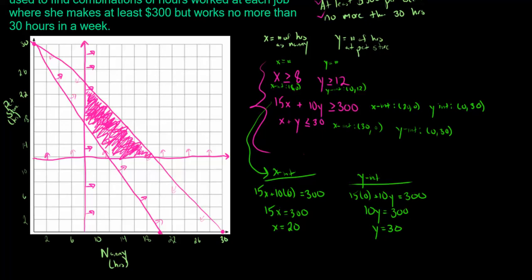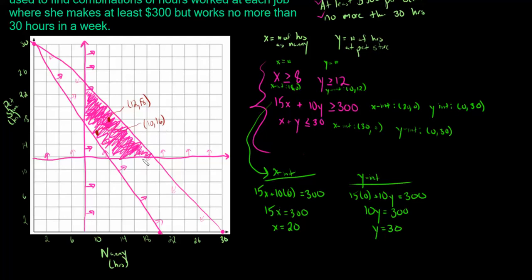So now we can think about possible combinations. Well, this point here is, what is that, 12, 18. So she can work 12 hours as a nanny, 18 hours at the pet store. That's going to clear at least $300. But notice that's right at 30 hours, so she can make enough money in that particular case. This was, let's see, a point 10, comma 16. So she can work 10 hours as a nanny and 16 hours at the pet store, and she's going to clear at least $300, and she's still not working more than 30 hours.